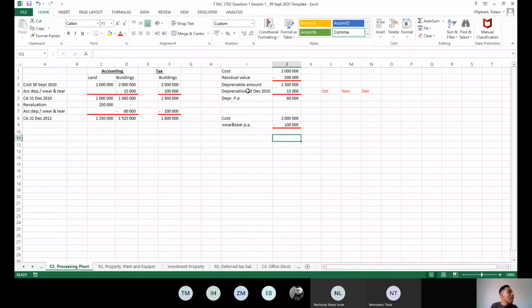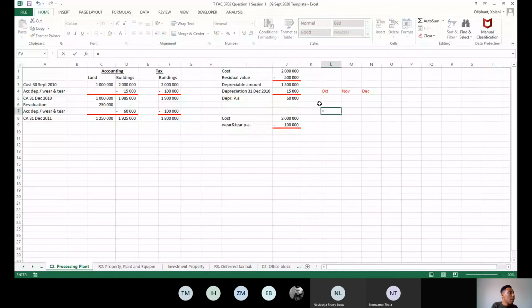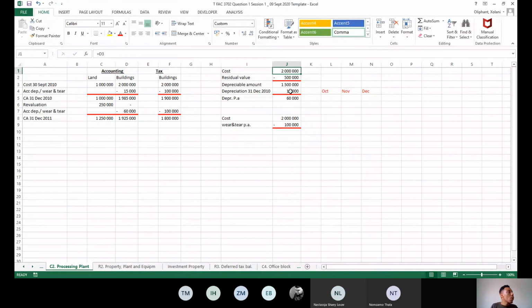Fine. Then obviously what's important that you also need to do is your yearly depreciation. You would take your depreciable amount and divide by 25 years. So your yearly depreciation would then be 60,000. So there it is, I have it there, right? Fine. Now, you know what it cost you. You know what the depreciation was for 2010. You know what your depreciation per annum is, right?